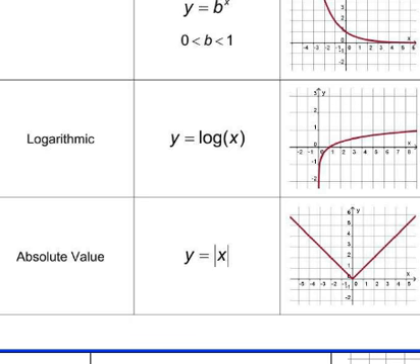Now, again, this is the parent function. Remember, parent functions always go through the origin. And if you'll notice, every one of these parents on the previous page, those first three, did go through the origin. So this one does too.